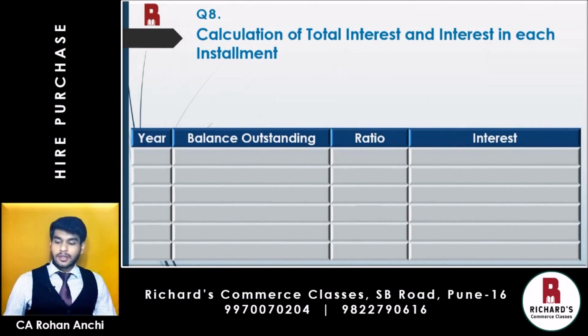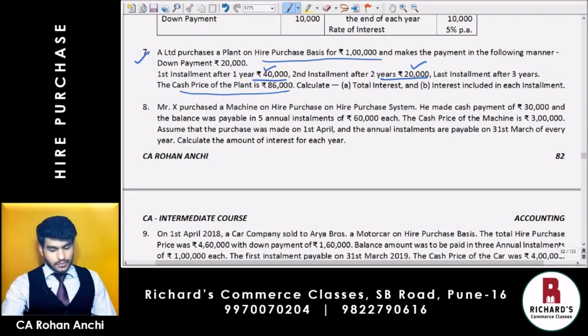Let's take question number 8. Mr. X purchased a machine on hire purchase. He made cash payment of rupees 30,000 and the balance was payable in 5 annual installments of rupees 60,000 each. The cash price of the machine is rupees 3 lakhs. Assume that the purchase was made on 1st April and the annual installments are payable on 31st March every year. Calculate the amount of interest for each year.